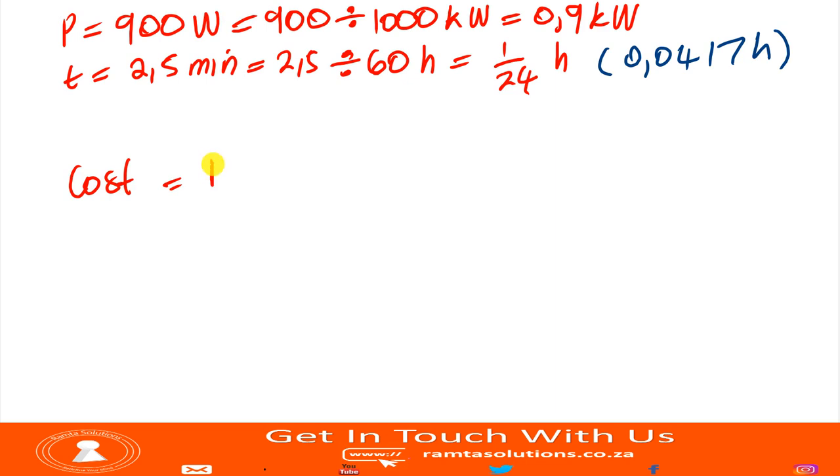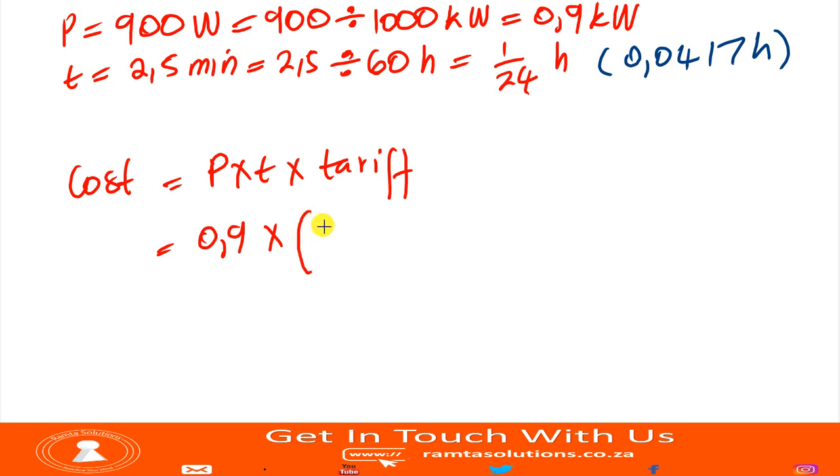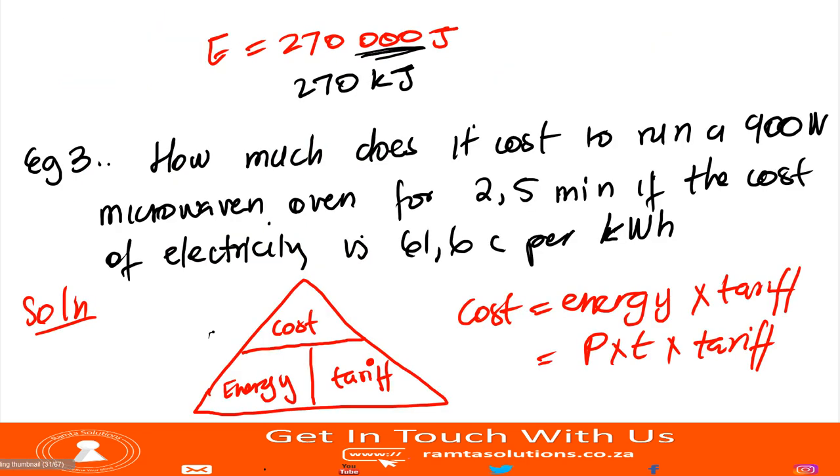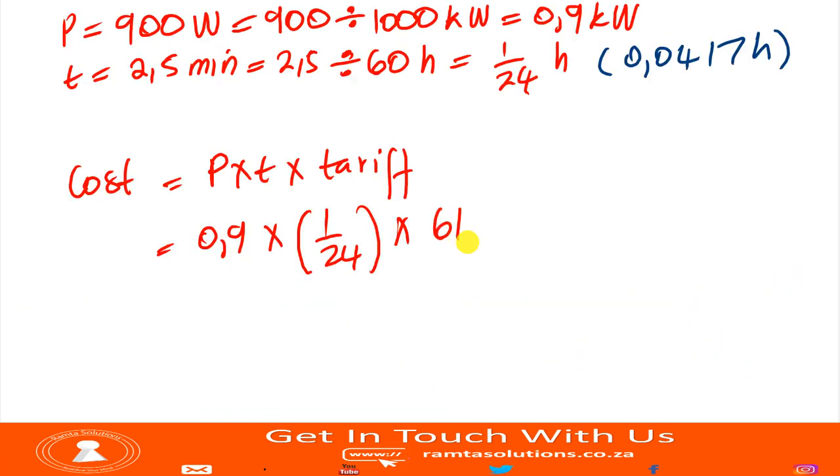Energy, what is this? Power times time times tariff. What is the power? It's 0.9. I could write it without units. The time, allow me to call it 1 over 24 for now. And the tariff, what was it? It was 61.6 cents.